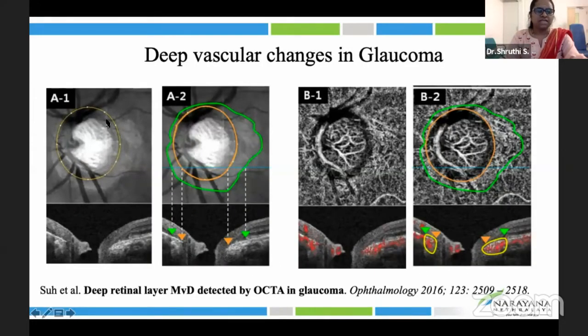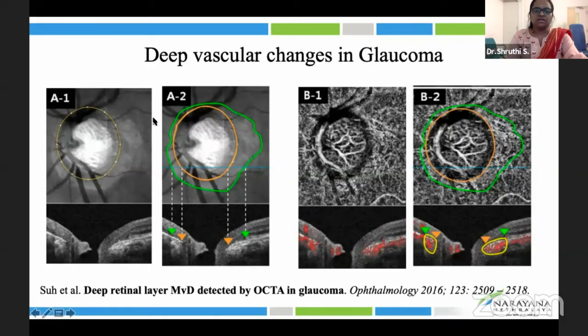So here we should see where we can see the deep vascular changes more accurately. The A1 image is an en face image of an eye, and the optic disc boundary has been demarcated in yellow line. We can also see the peripapillary atrophic zone in this image. In the A2 image, the peripapillary atrophic zone is demarcated in green line. In the image below, we can see that the peripapillary atrophic zone is devoid of RPE.